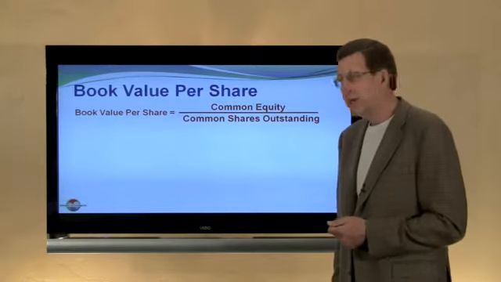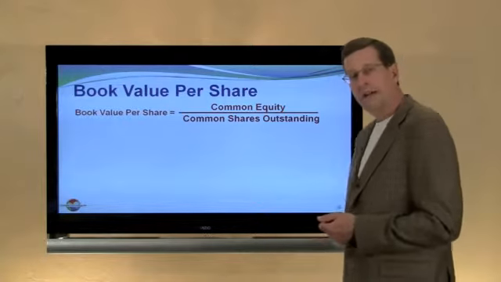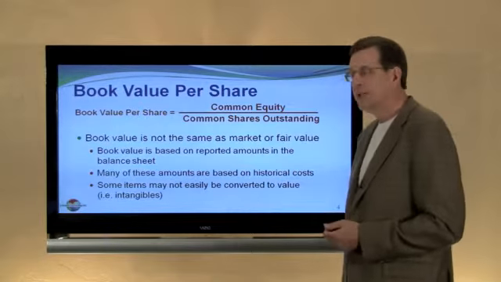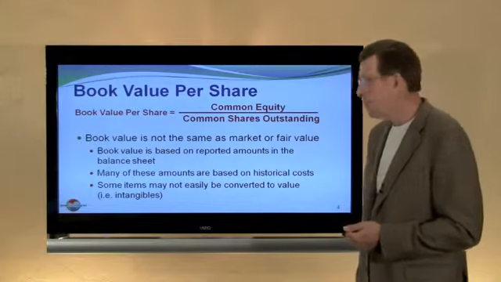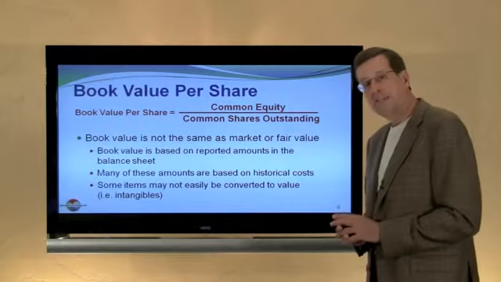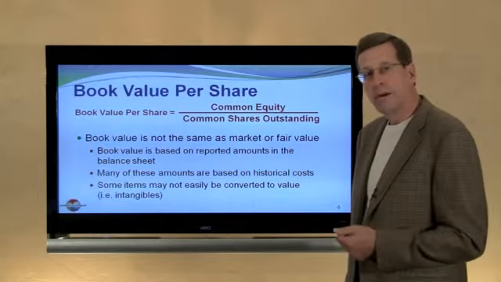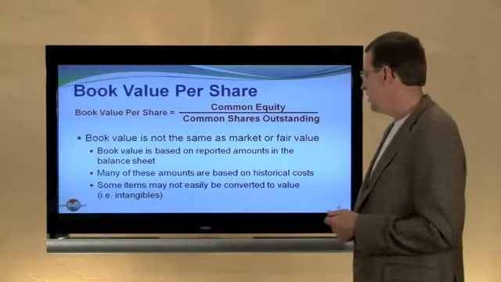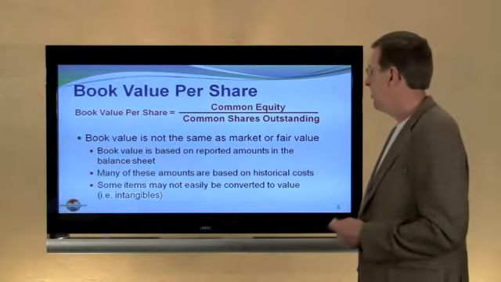Another ratio that should be looked at is the book value per share. This is the common equity divided by the common shares outstanding at the balance sheet date. Book value is not the same as market value or fair value. Book value is based upon amounts reported in the balance sheet. Many assets may be carried at historical cost, and certainly there are certain things that may not appear on the balance sheet at all, or certain things that appear on the balance sheet that may not be readily convertible to value, such as certain intangibles, a brand name or something of that nature.